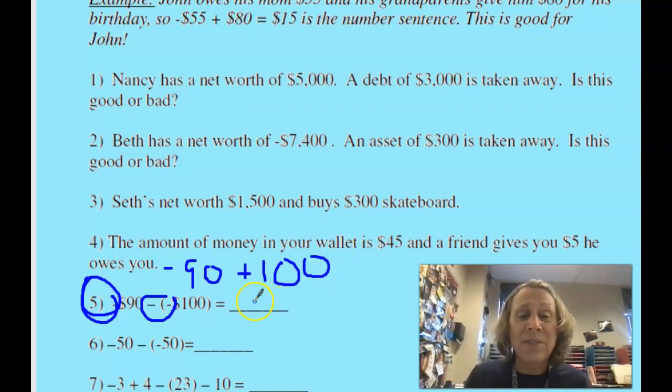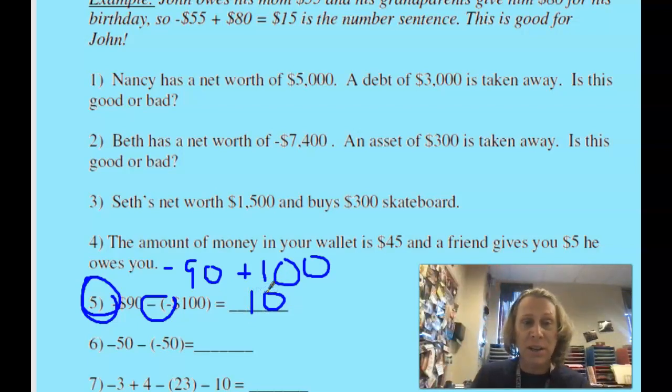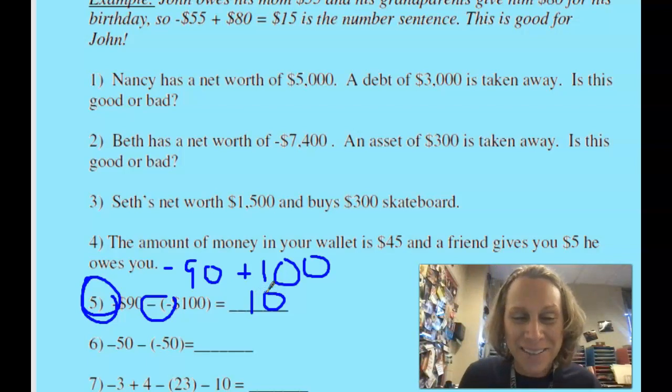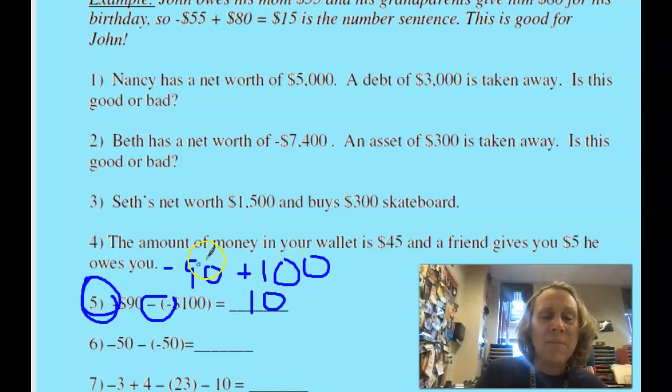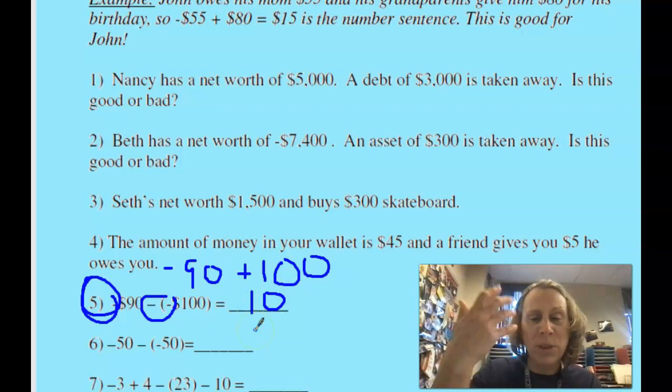Which in the end gives us a net worth of, take a look, pause me if you need to, rewind me if you need to, all good. That's what's nice about video. That gives us a positive 100, or excuse me, positive 10. Hopefully you caught that. Take away 90 off of 100, we're left with 10. We go with an asset of 10 because our asset of 100 is bigger than our debt of negative 90.